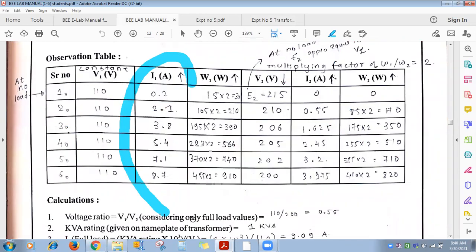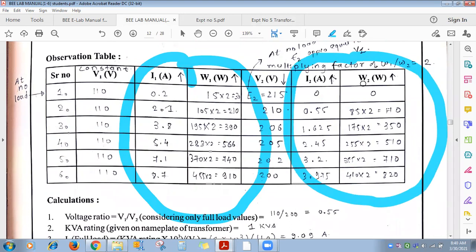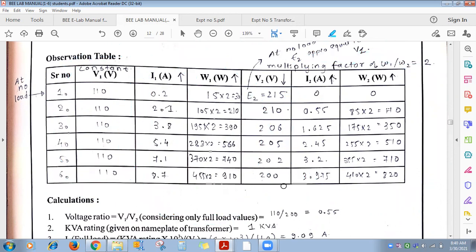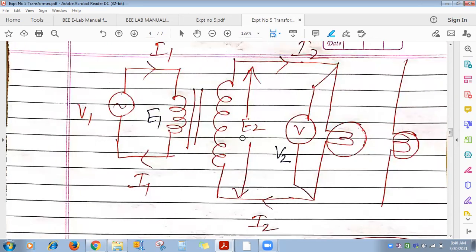So see here, I1 and W1, and I2 and W2. All readings got increased. Yes, ma'am. Okay. V1 is constant. Now which one parameter is left? V2. Now why does V2 decrease? We'll see. Okay. So see here, what is happening?